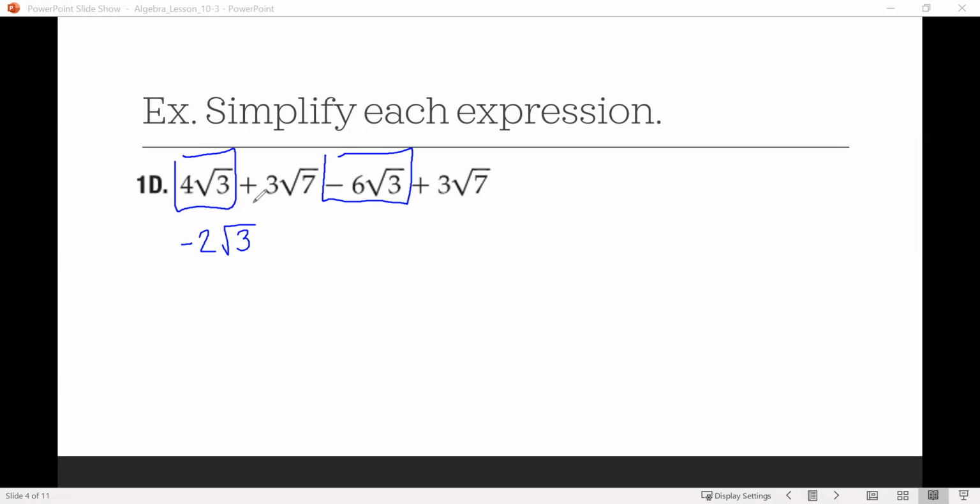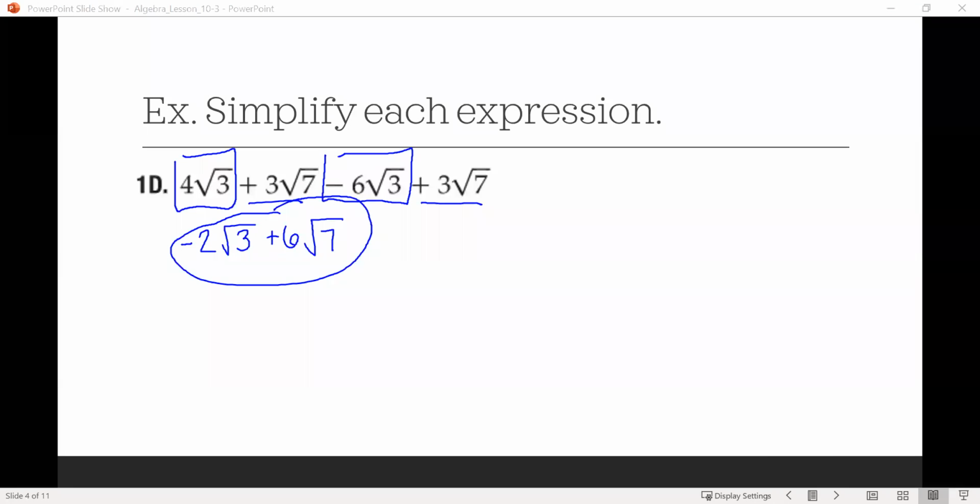Then we also have 3 radical 7 plus 3 radical 7. Now those are like radicands, so we can add what's in front of the radical, so that would be 6, and then we would keep the radical the same. So this, we cannot combine, we cannot add this -2 and the 6, we would just stop right here. So it'd be -2 radical 3 plus 6 radical 7, final answer, okay?